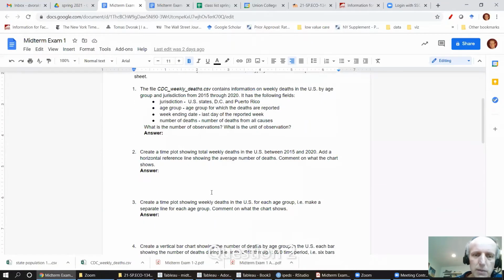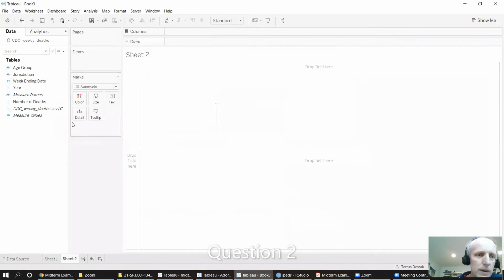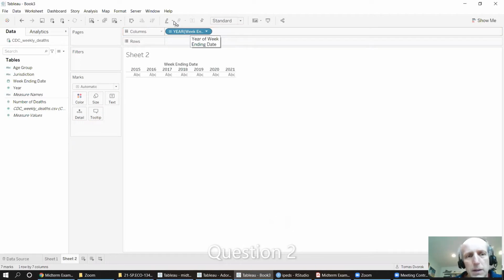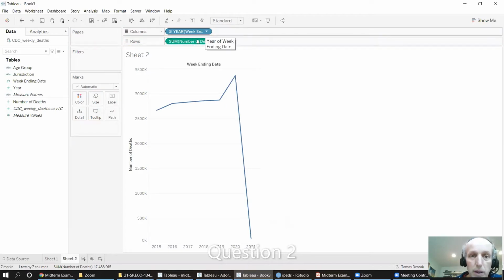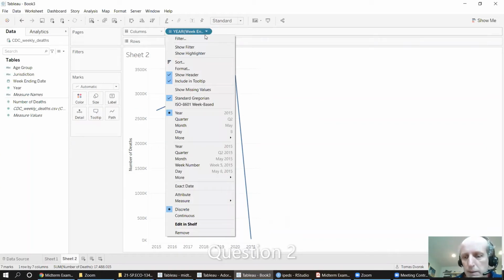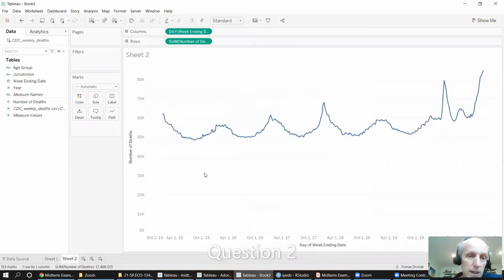Fantastic. Create a time plot showing weekly deaths in the US between 2015, 2020, and so on. Okay, perfect. Let's do that on the next sheet. So we're going to put date on the horizontal axis, and we're going to put number of deaths on the vertical axis. We want not aggregates by year, but we actually want it by weeks. So the original granularity of the data. So let's use a continuous axis here, plot actual date.